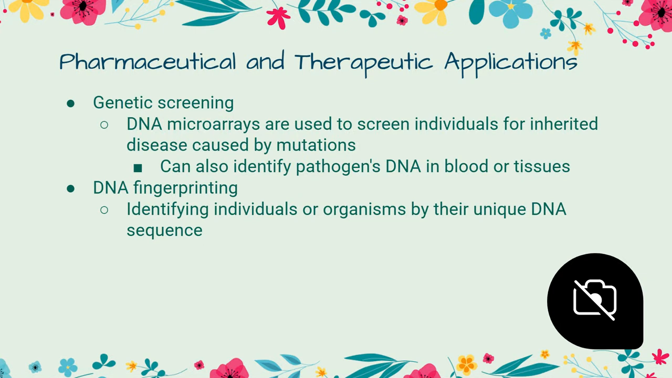We can also do genetic screening using DNA microarrays, and they are used to screen individuals for inherited diseases caused by mutations. So things like trisomies, so on and so forth. We can also look and identify pathogens in DNA in bloods and tissues. So we can take someone's DNA and identify if there's a bacterium or a pathogen present, because our body has broken down that DNA and our blood's used to remove it.